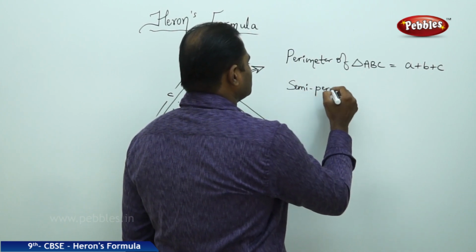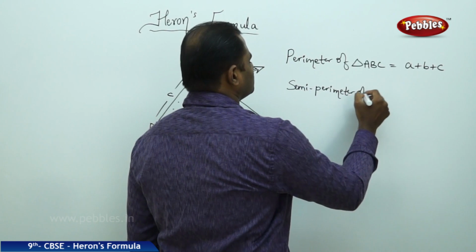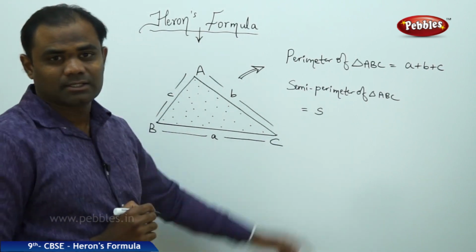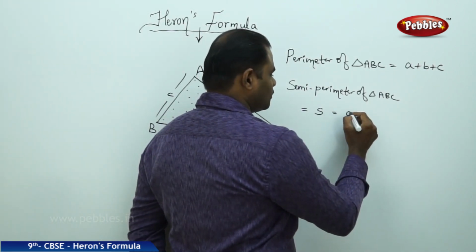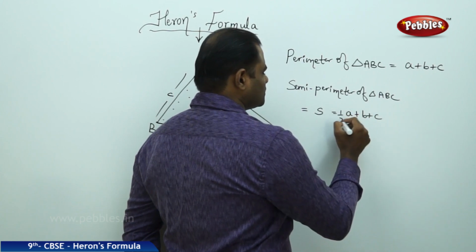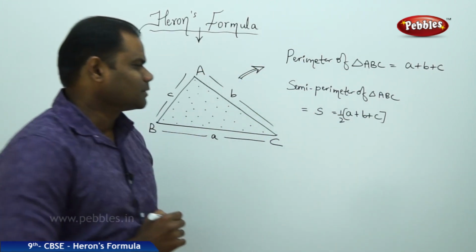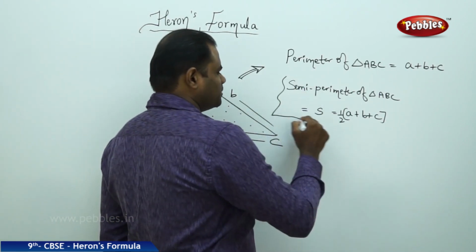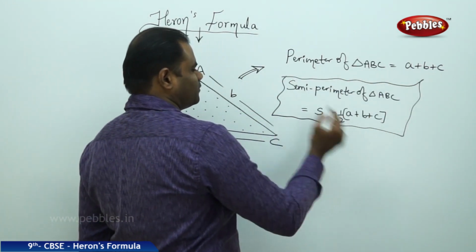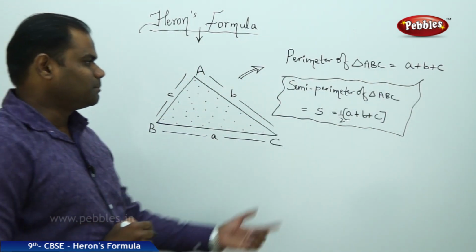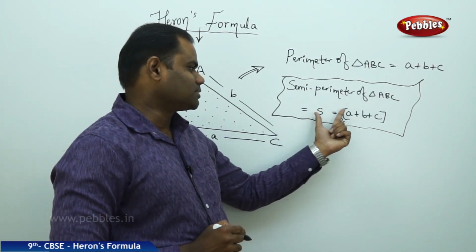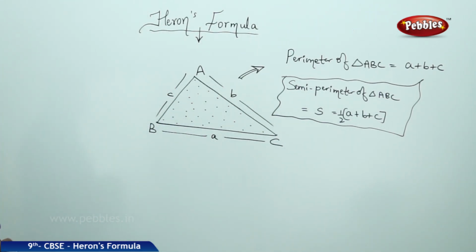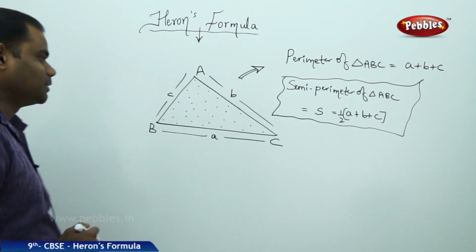Now, the semi-perimeter of triangle ABC, which is denoted by s, is nothing but half of a plus b plus c. That is how we understand the semi-perimeter. We need to use the concept of semi-perimeter in finding the area of triangle ABC. So the semi-perimeter of triangle ABC is s, which is half times a plus b plus c. So let's see how we can find the area of a triangle using Heron's formula.